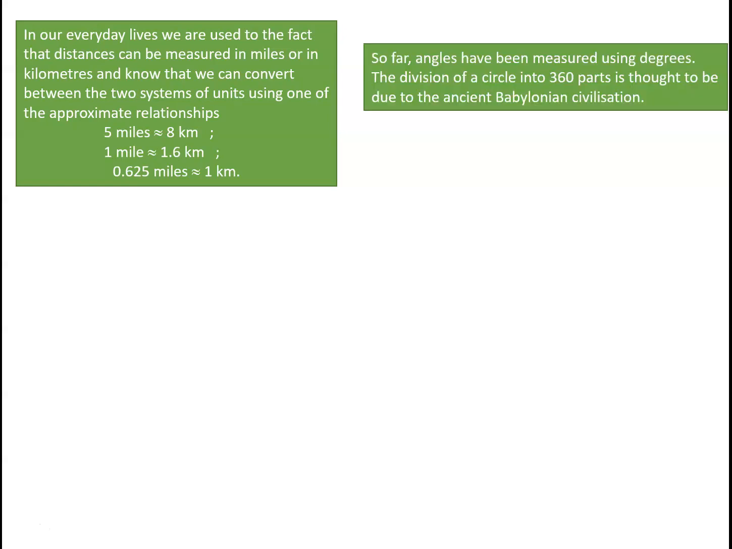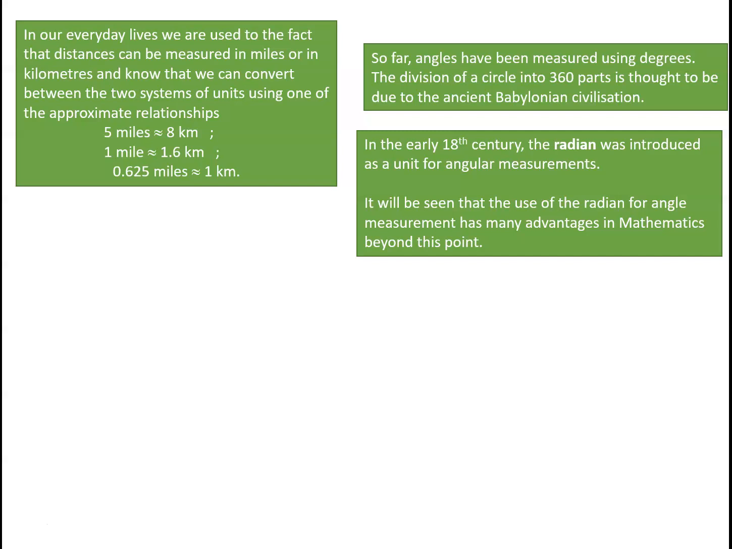So far in our mathematics, angles have been measured using degrees, and the division of a circle into 360 parts, known as a degree, is thought to be due to the ancient Babylonian civilization, who thought that a year was divided into 360 days. In the early 18th century, the radian was introduced as a unit for angular measurements, and it will be seen that the use of the radian for angle measurements has many advantages in mathematics beyond this point.